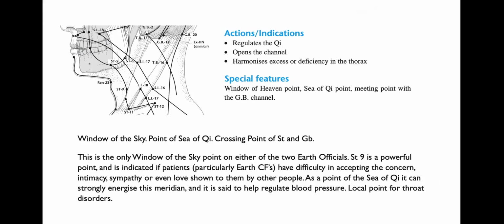Stomach 9 is a powerful point and is indicated if patients, particularly earth CFs, have difficulty in accepting the concern, intimacy, sympathy, or even love shown to them by other people. As a point of the sea of qi, it can strongly energize this meridian, and it is said to help regulate blood pressure. It is the local point for throat disorders.